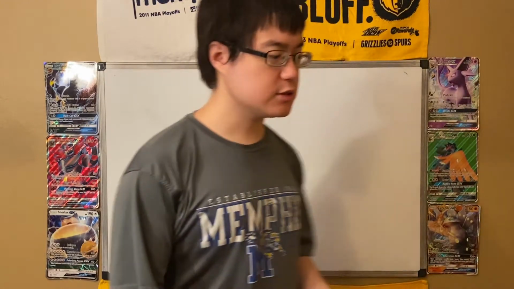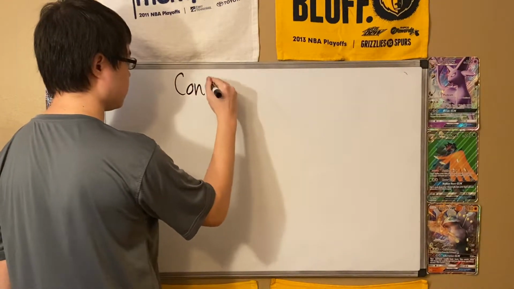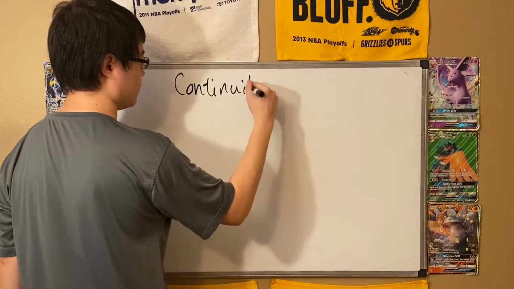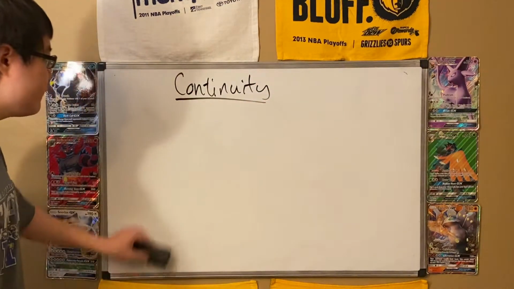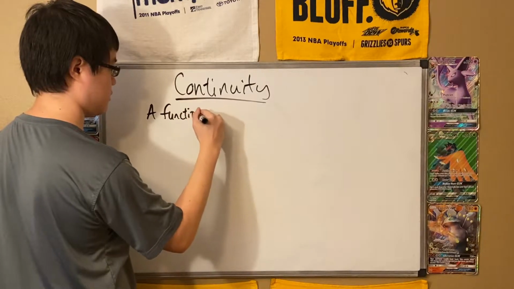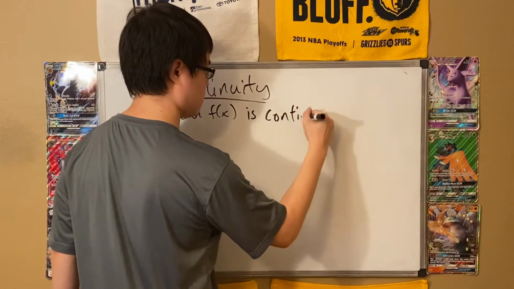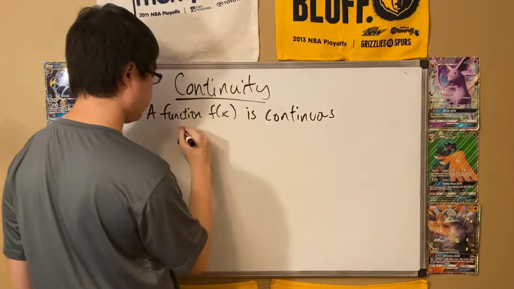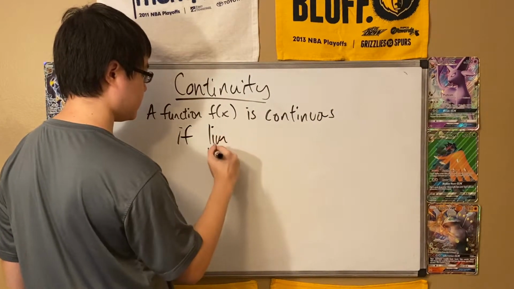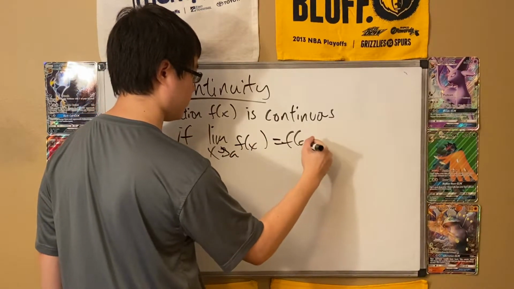So let's talk about continuous. First off, let's define it. What does it mean for a function to be continuous? Let's define continuous, or continuity, the state of being continuous. A function is continuous if two things are equal: if the limit as x goes to a of f of x equals f of a.